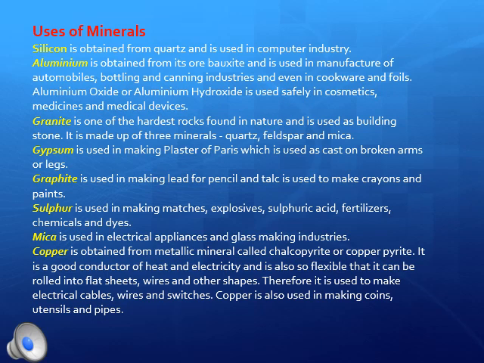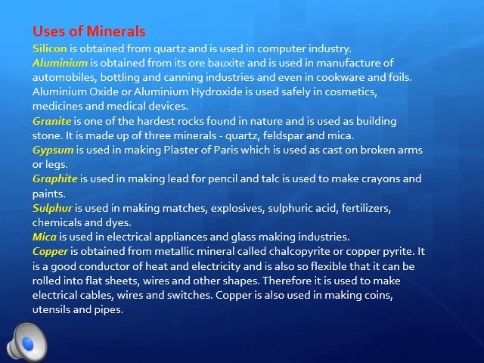Aluminium is obtained from its ore bauxite and is used in the manufacture of automobiles, in bottling and canning industries, and even in cookware and foil. Aluminium oxide or aluminium hydroxide is used safely in cosmetics, medicines, and medical devices. Granite is one of the hardest rocks found in nature and is used as building stone. It is made up of three minerals: quartz, feldspar and mica.